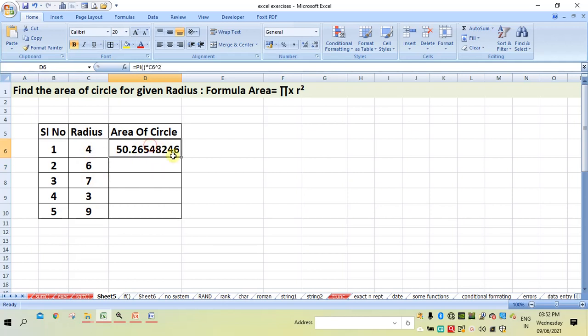So now let me copy this. So this is the area of radius 6. This is the area of circle for radius 7. This is the area of circle for radius 3. So this way we can calculate the area of circle with the help of pi value.